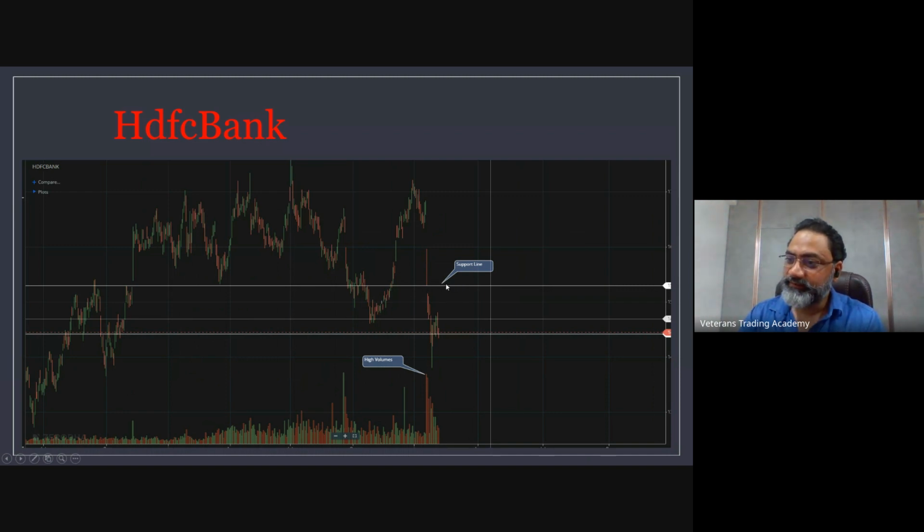And again, this was a support line which has been broken. So this becomes a new resistance now. So any bounce that comes, I should assume that okay, this is the resistance line. It will not go up, or the downward trend will continue, because support has been broken with high volumes. So this is the importance of volumes in technical analysis.